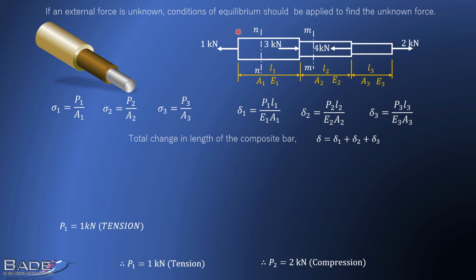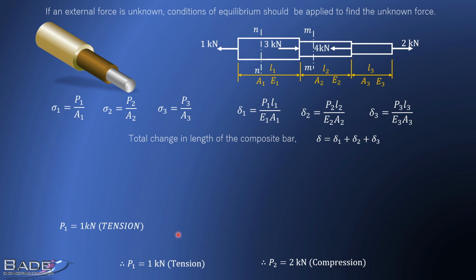Check here. Add forces on the left hand side. And what do you get? 1 kilonewton pull. This force 1 kilonewton with reference to cross section NN, you should check whether it is pull or push. So 1 kilonewton force is directed as if it is moving away from cross section NN. That means it is a pull type of force on cross section NN. So force on cross section NN, that is 1 kilonewton tension.